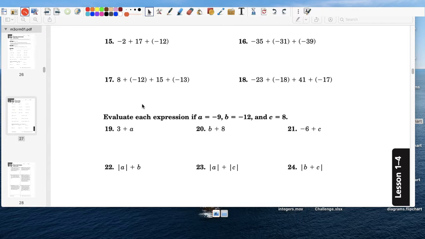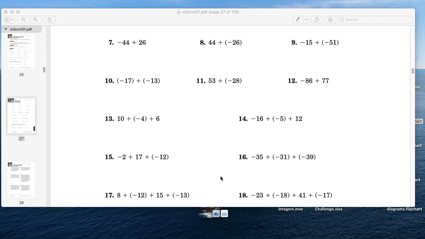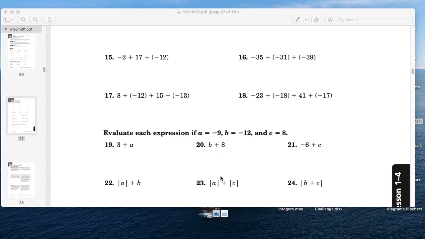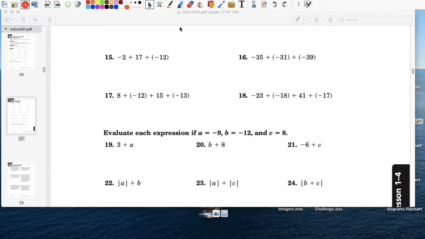Continue from the ones in class over here. And I believe we were here. So I'll finish this up. So over here, negative 2 and 17 is 15, plus negative 12.